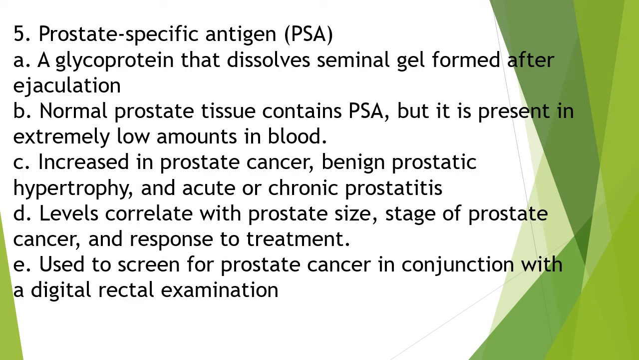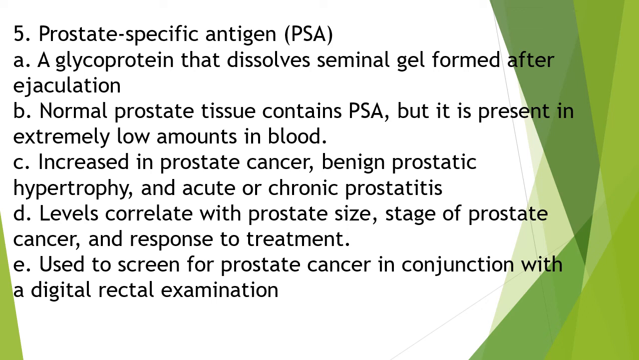Number four, prostate-specific antigen. This is another glycoprotein that is found in seminal fluid formed after ejaculation. Normal prostate tissue contains PSA, but only in a very small amount. It is increased in prostate cancer, BPH or benign prostatic hypertrophy, and acute or chronic prostatitis. Levels correlate with prostate size. So as you know, the most common form of cancer in men is prostate cancer, especially those who are already older than 35 years old.